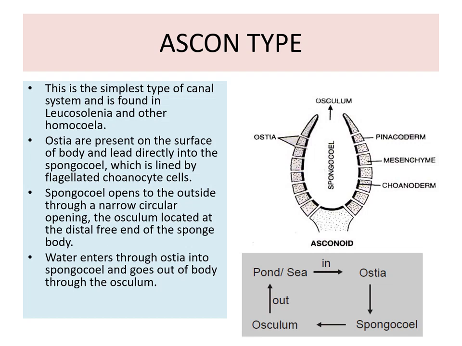The spongocele opens to the outside through a narrow circular opening called osculum located at the distal free end of the sponge. The water enters through ostia into the spongocele and goes out through the osculum. So when we look at the movement of water, it enters through ostia to spongocele, and through osculum, again the water is thrown out. In this diagram we can see the asconoid type of canal system is the simplest type.